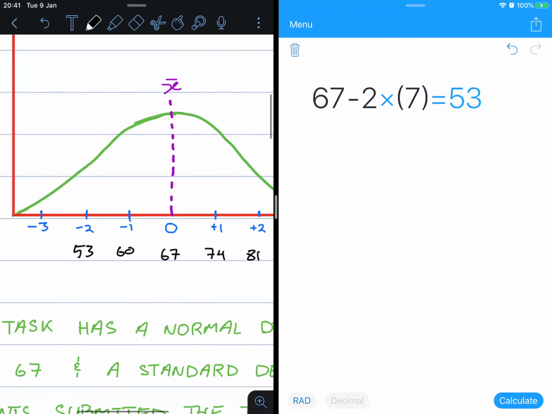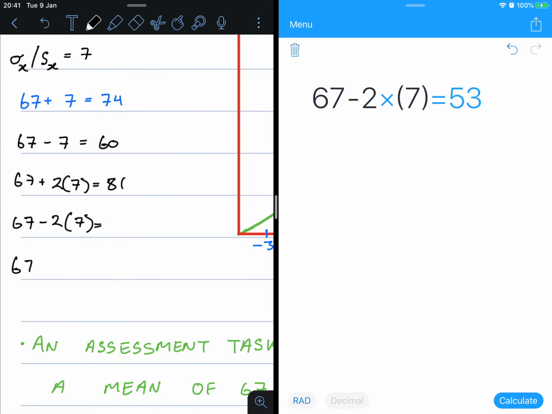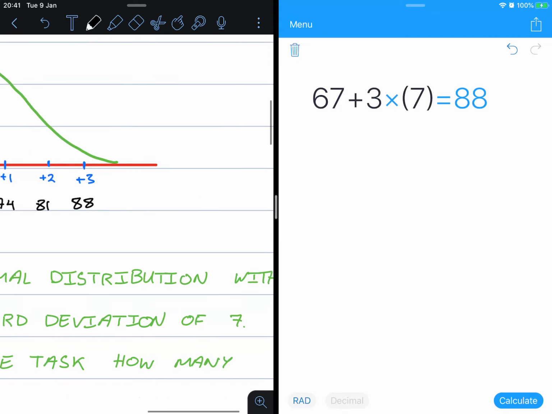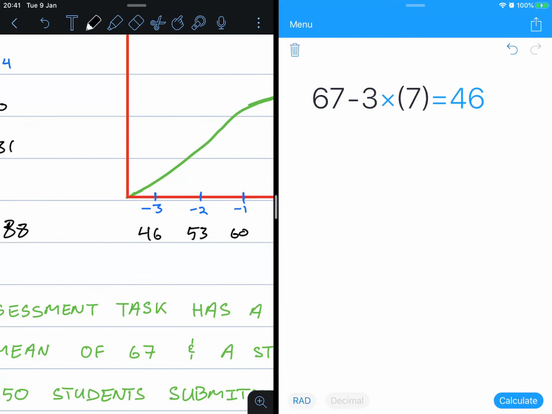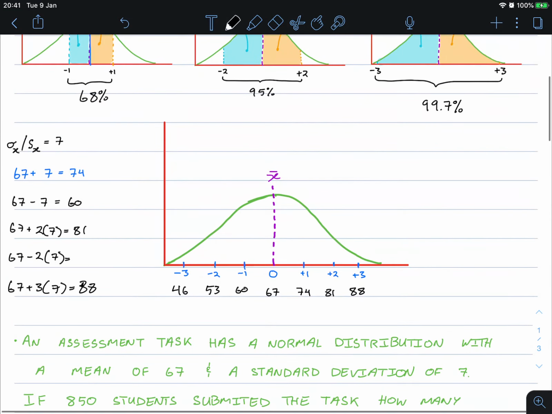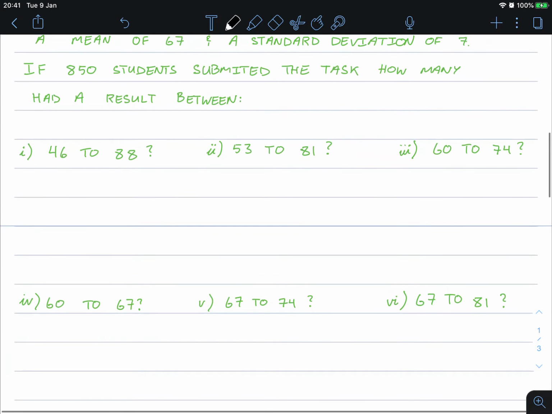Let's do plus 3 and minus 3 standard deviations now. So 67 plus 3 times the standard deviation. That's 88. And if we do a minus, so 67 minus 3 times standard deviation, that's 46. Now we're going to be utilizing these values to answer the following questions.